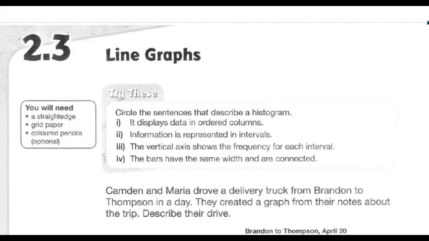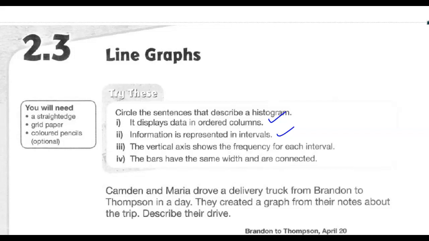Okay, now we're looking at line graphs, section 2.3. Just a review, take a look at the Try These. It says circle the sentences that describe a histogram. That's what the previous lesson was on. It displays data in ordered columns. Yep, that's true. The information is represented in intervals. Yeah, for sure. That's what makes a histogram different from a bar graph.